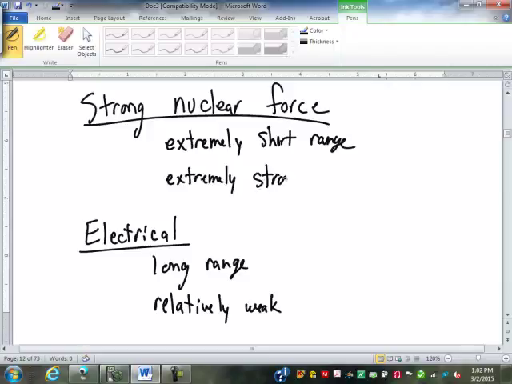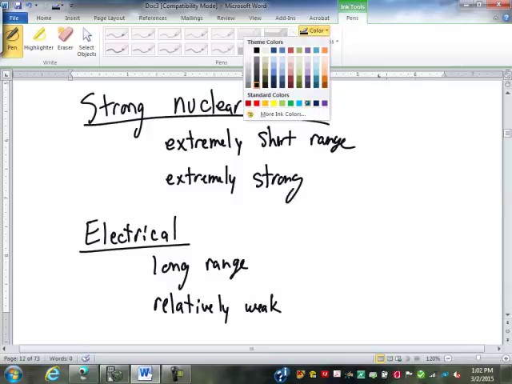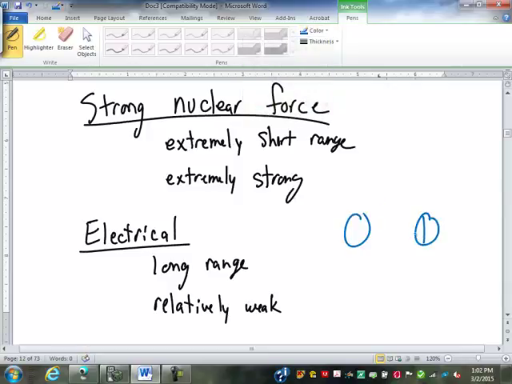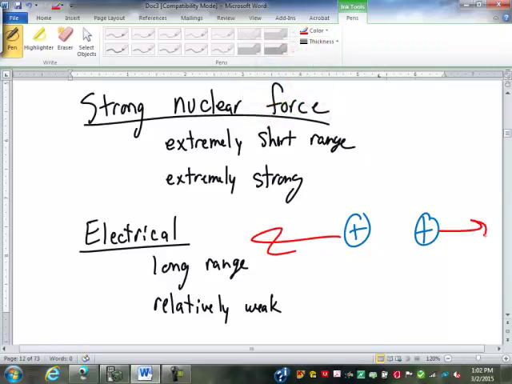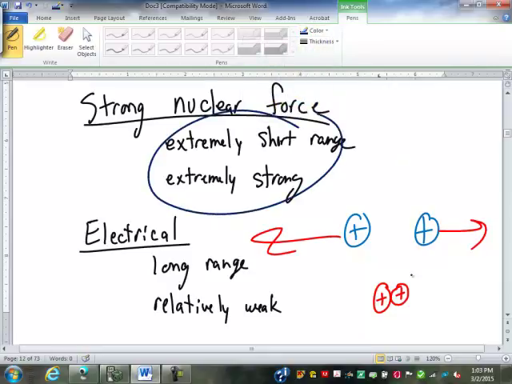strong force. So what that means is if I take two protons and I set them like this, they are going to push each other out and they're going to shoot off away from each other. I take two protons and I get them really close together, almost touching. Guess what? That's where that strong nuclear force takes effect and it holds them together. Even though the electrical force is trying to push them apart, once you get them close enough, that strong nuclear force takes over and holds them together.